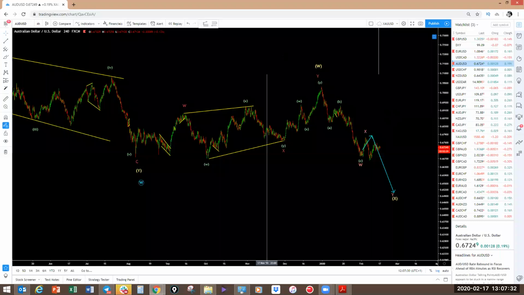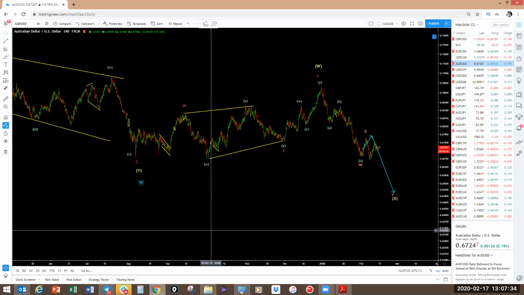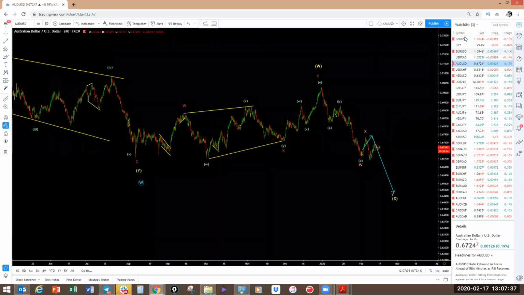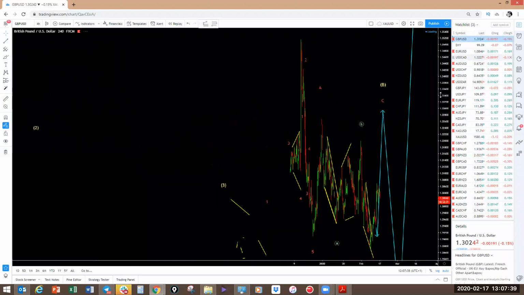So you need to understand when I'm doing the analysis here as well. All right, so let's start with today's analysis. I'm going to start with the US dollar pairs, not the pound pairs.